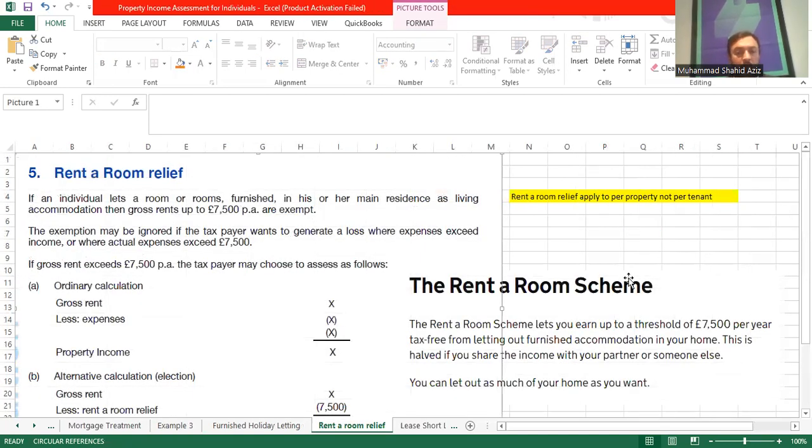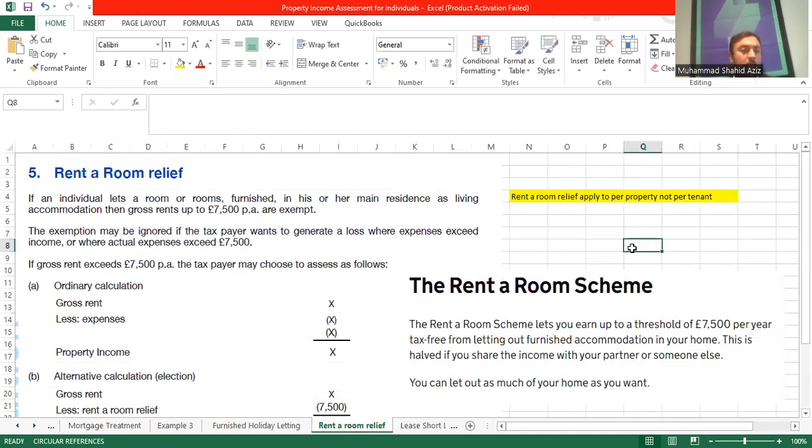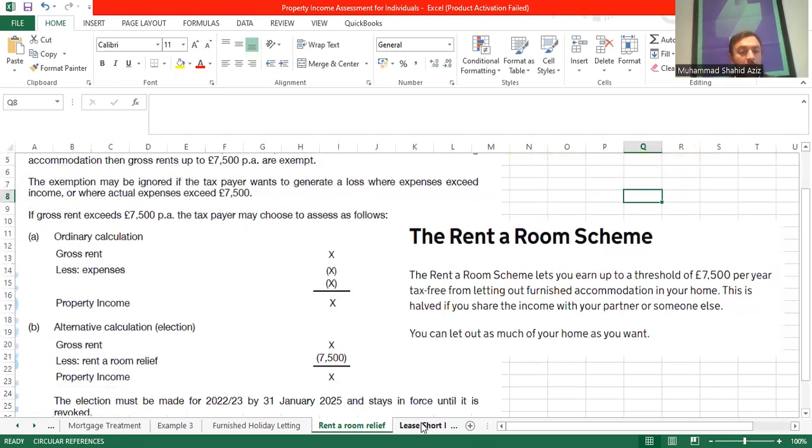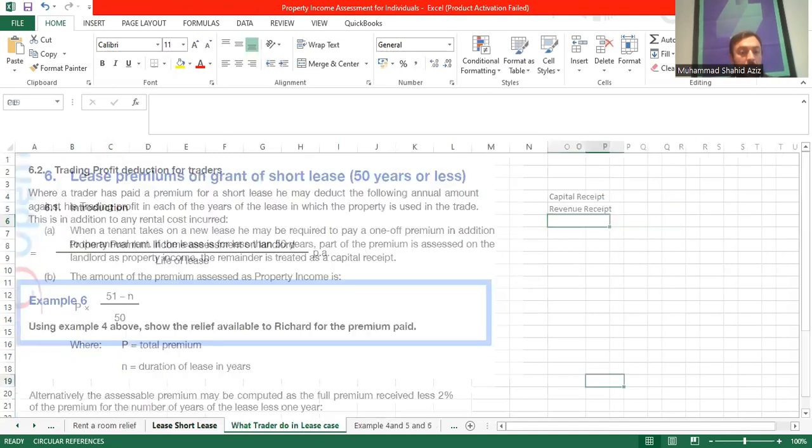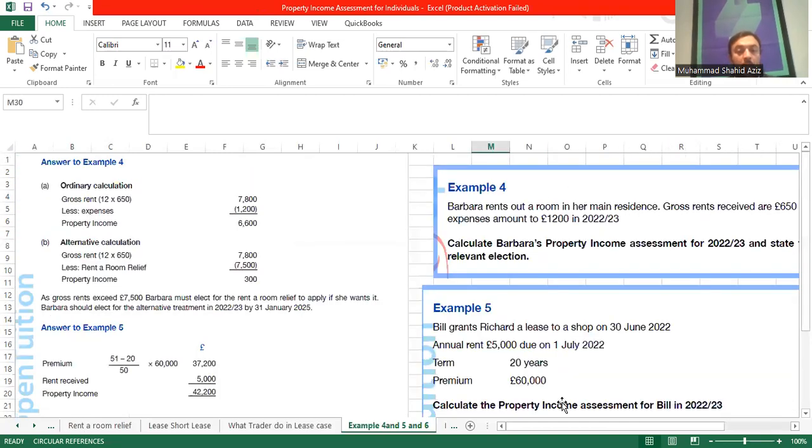Okay, next we will see the rent a room relief. If the landlord has given a room in their house, they can claim rent a room relief. The rent a room scheme lets you earn up to 7,500 per year tax free. So how will we calculate? Let's see the template. This is a template and it will be more clear from this example.